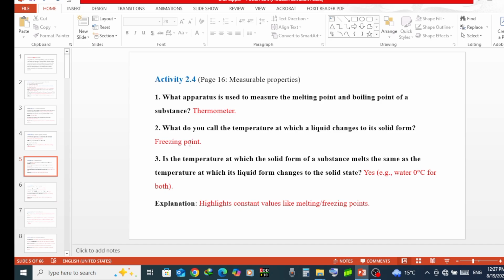Therefore the temperature at which a liquid changes to its solid form is called freezing point. Question number 3: is the temperature at which the solid form of a substance melts the same as the temperature at which its liquid form changes to the solid state?